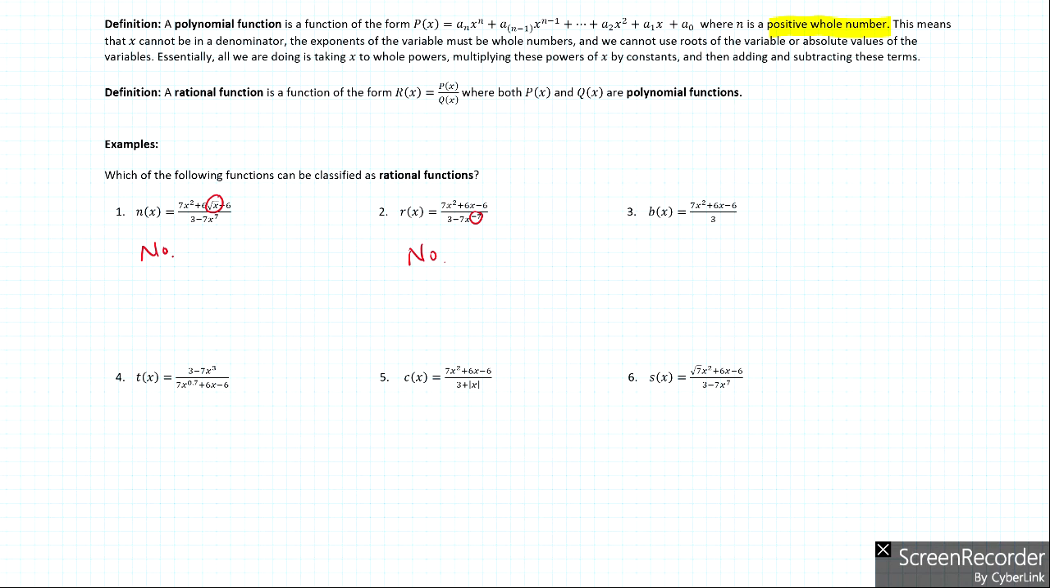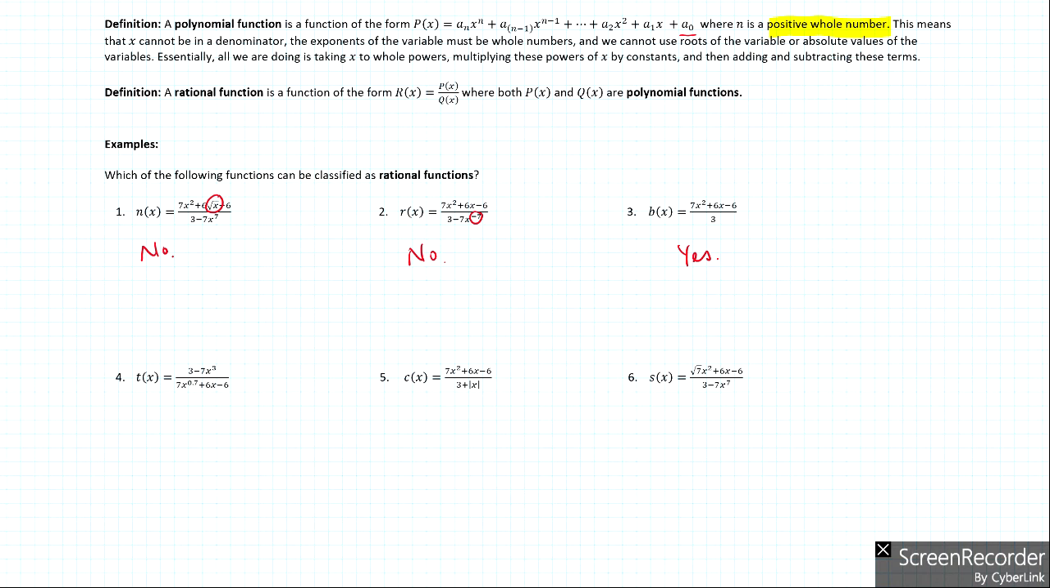Next, for number 3, if we look at the top, this is the same as what we had before in number 2. So we know this is a polynomial function. And now looking at the bottom, we have 3. This might be a little bit tricky to think about, but indeed this is a polynomial function, because all the other coefficients are 0 and our a naught, the last term, that constant term, is 3. As a result, this is indeed a rational function based on our definition.